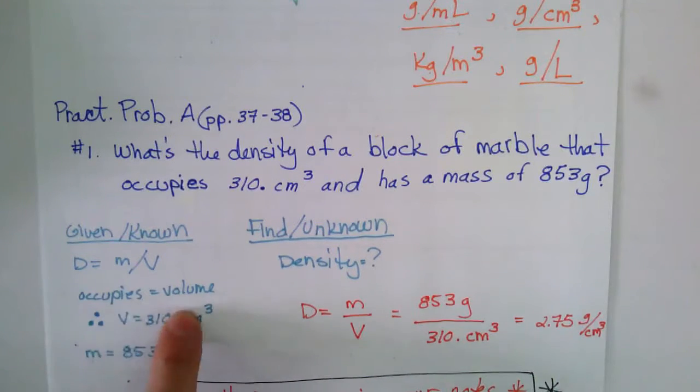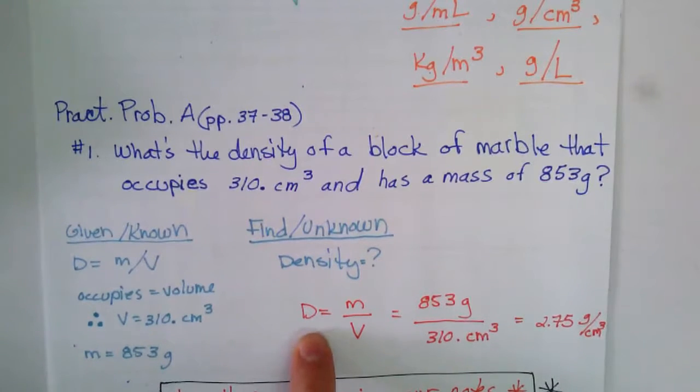Okay, occupies, this terminology, you don't always have to write it, but that tells me how much space this block of marble takes up. That's a volume measurement, okay? And so these 3 dots in a triangle means therefore. So if occupies equals volume, then therefore I have volume equals 310, okay? Just a little of my shorthand again.